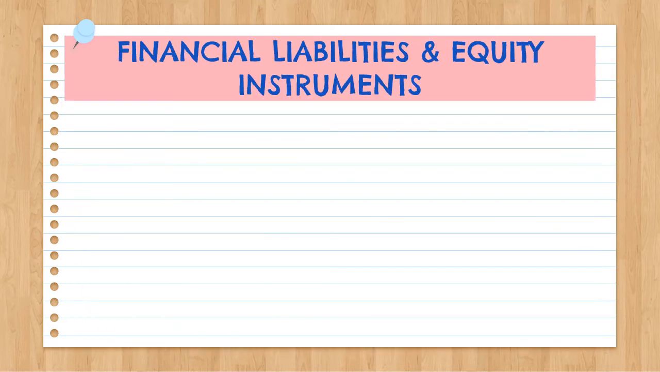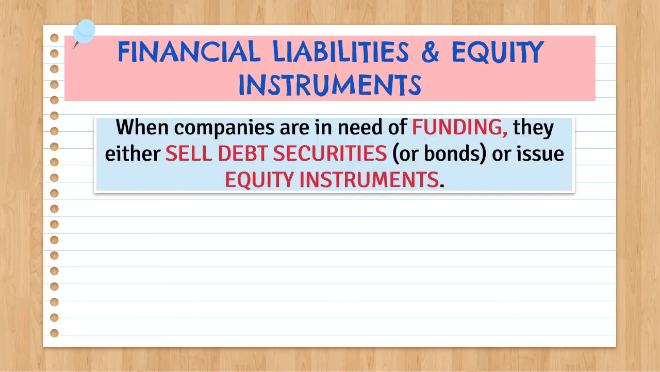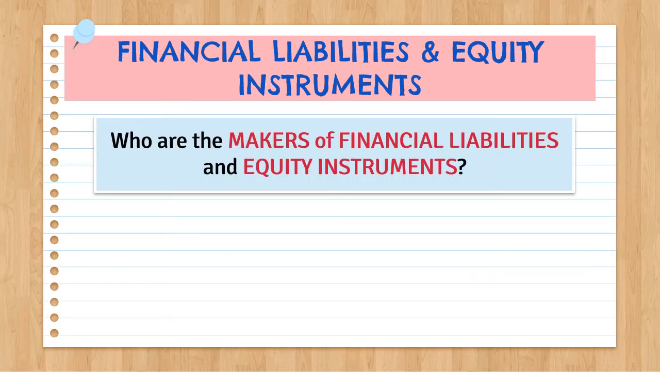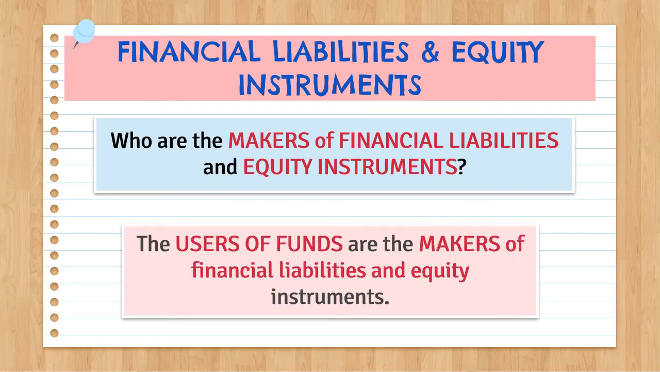So financial liabilities and equity instruments: when companies are in need of funding, they either sell debt securities or bonds or issue equity instruments. The proceeds from the sale of debt securities and issuance of bonds will be used to finance the company's plans. Who are the makers of financial liabilities and equity instruments? The users of funds are the makers of financial liabilities and equity instruments.